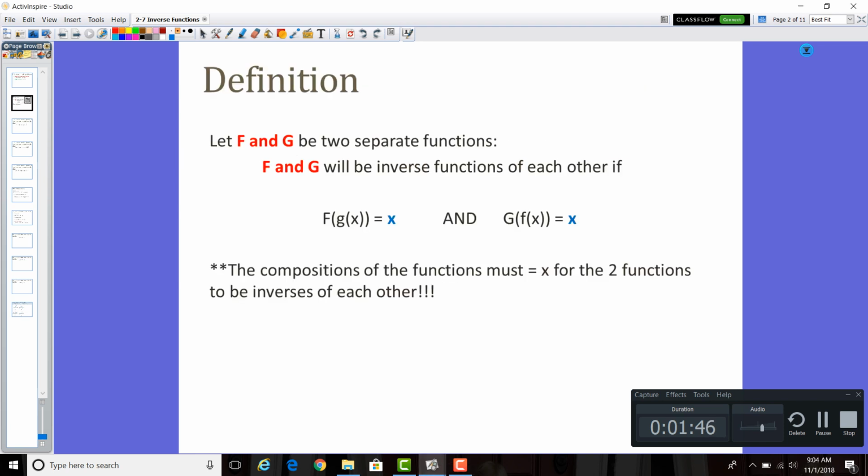So by rule, two separate functions are inverses if their compositions equal x. If you remember from last week, Monday, this is what a composition looks like. It takes one function and evaluates it with the expression of the other function. Same thing here. Our function of g is evaluated with the expression that represents the f function. So in order for us to determine that two functions are inverses, we have to form compositions, work them out, and both of them have to simplify down to a positive x.